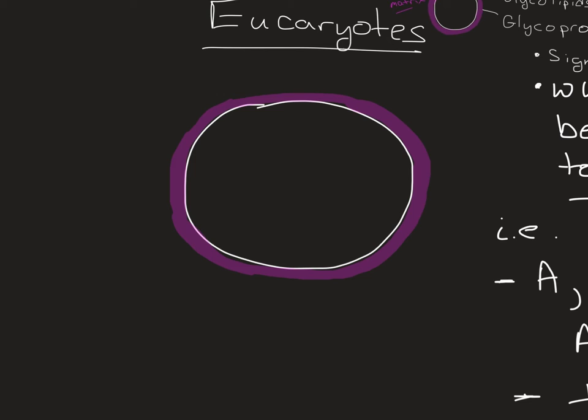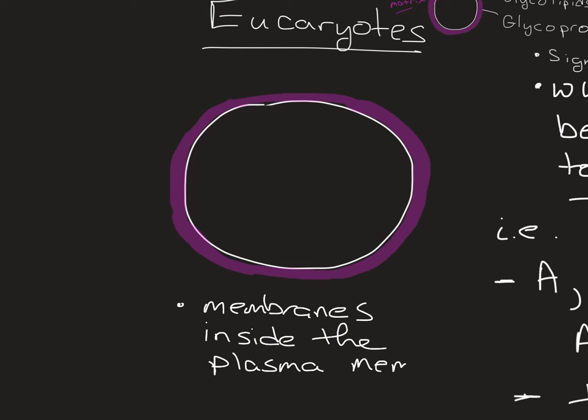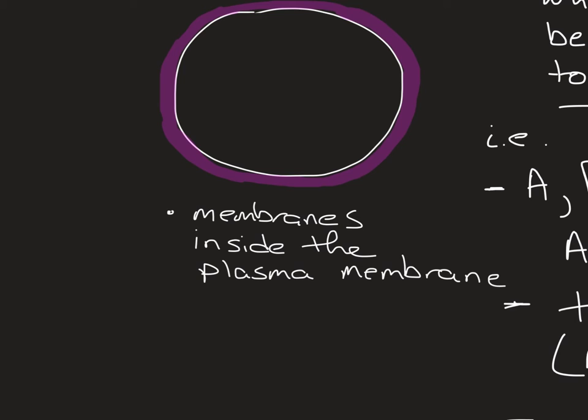Now, eukaryotes have something special, and this is going to be key if you're going to understand, and you're going to have to be able to identify the difference. Eukaryotes have membranes inside the plasma membrane. They have membranes inside the cell. Does that make sense? Yes? All right, so they have spaces. They have compartments. Remember that from the video, compartmentalization. They have many compartments inside.